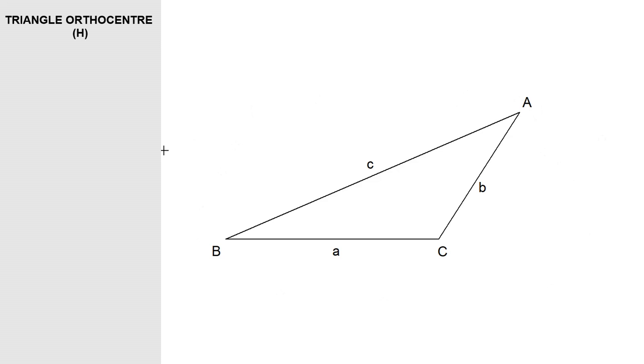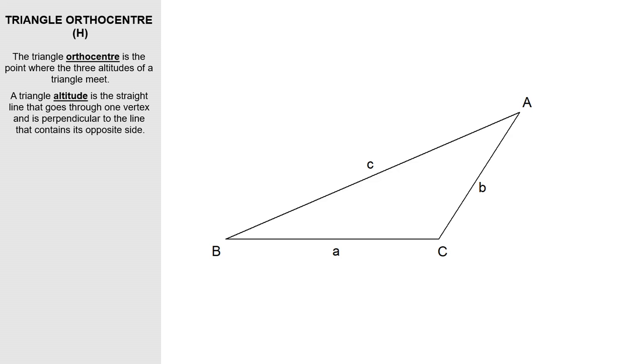There is a series of straight lines and points that can be drawn on every triangle. One of these important lines is the triangle altitudes, which is the straight line that goes through a vertex and is perpendicular to the line that contains its opposite side. This straight line here is one altitude of this triangle because it is perpendicular to the line that contains this side A and goes through the opposite vertex A.